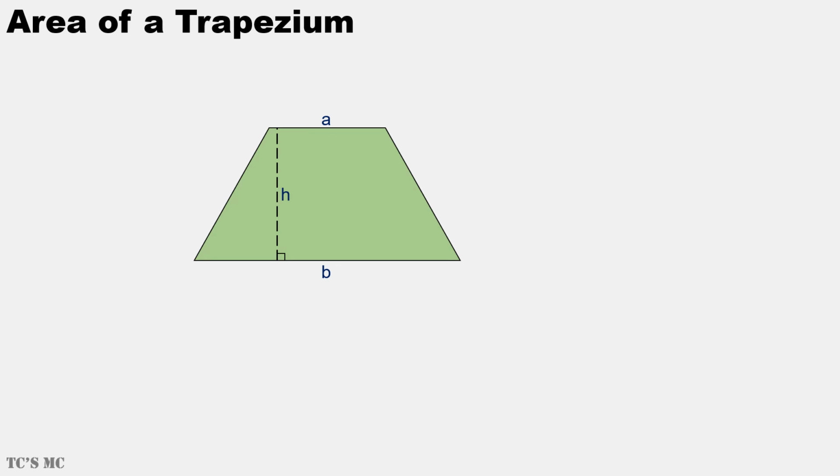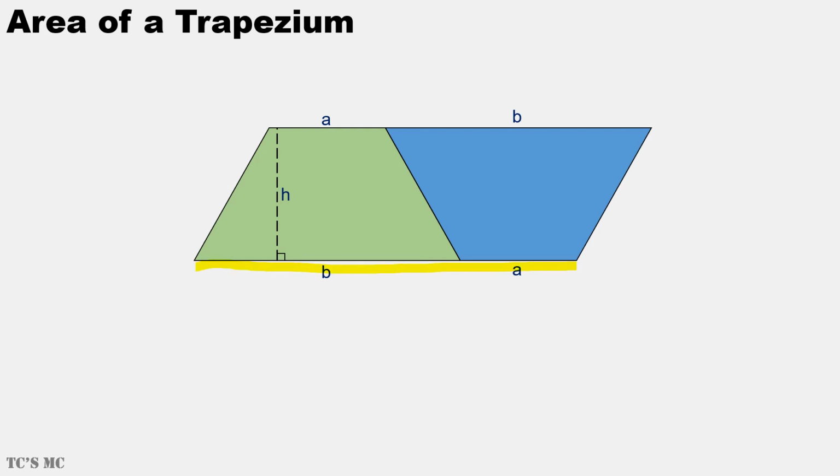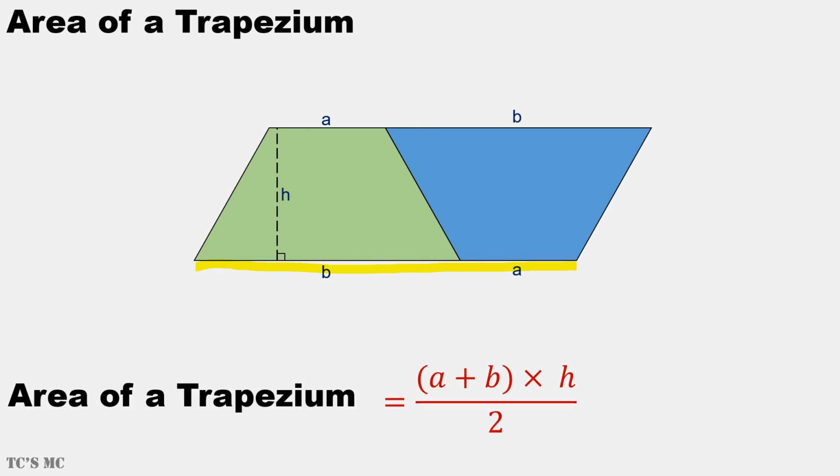Then double that trapezium. Put it together to make a parallelogram. We know how to work out the area of a parallelogram. It is the base times the perpendicular height. Remember though, we don't want two of them, we just want one. So our formula is the total base times the height divided by 2. Remember, the total base is actually the two parallel lines added together.